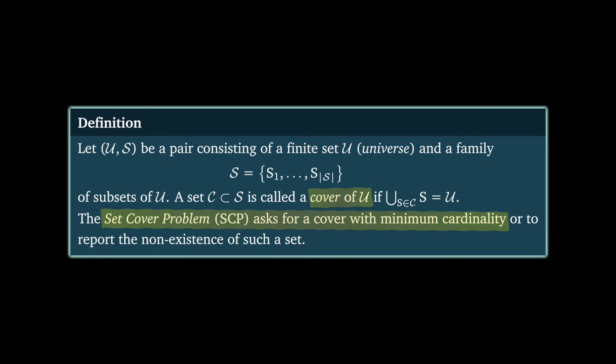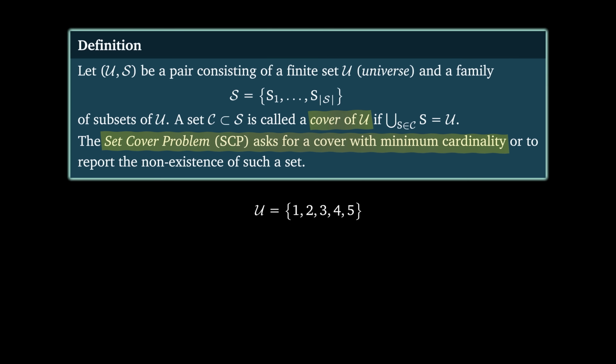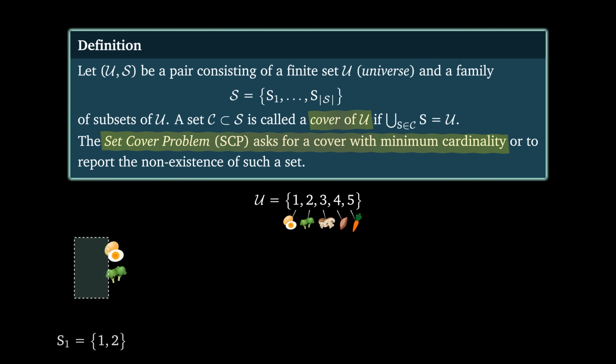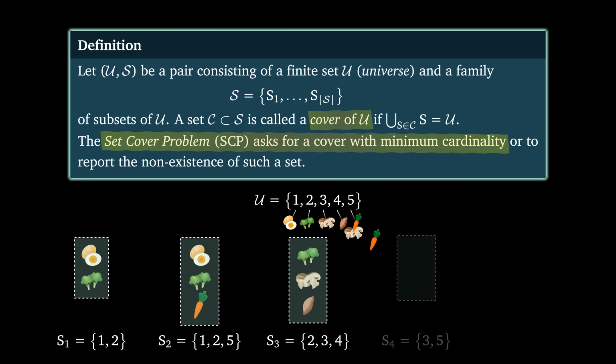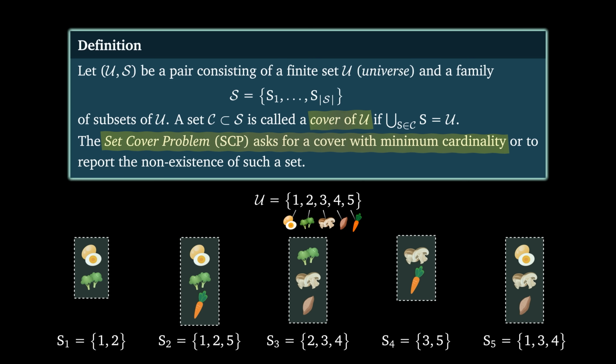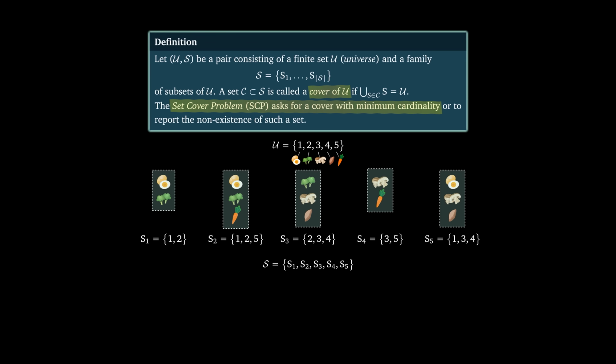For illustrative purposes, let us assume here that our universe consists, for instance, of the numbers from 1 to 5. You can think of the universe as a collection of items needed for some recipe. Now, for some reason you cannot buy the ingredients separately, but only in predefined packages labeled as S1, S2, S3, S4 and S5. The set of all these available packages is denoted by calligraphic S. The goal is now to buy as few packages as possible to still cover all ingredients. Specifically, we are searching here for a cover of the universe with minimum size.